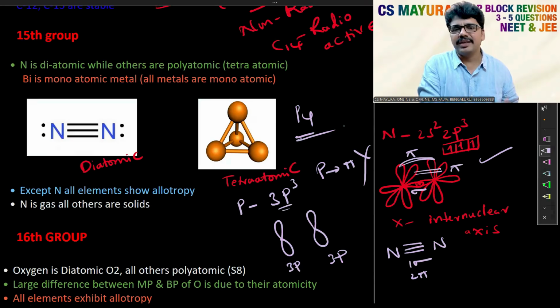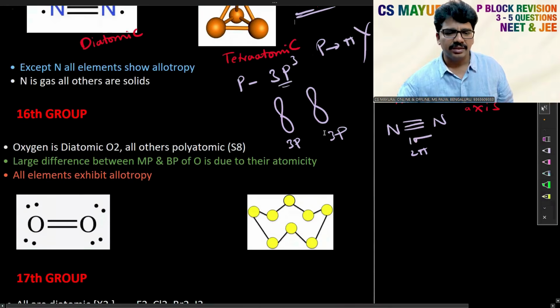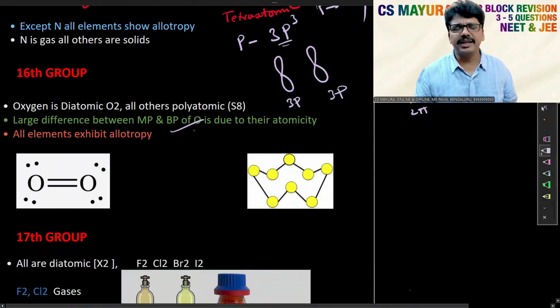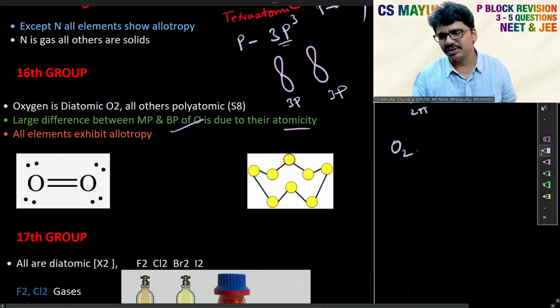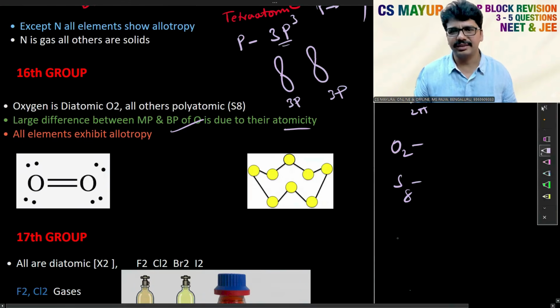So one is able to form pi bonds, another one is not able to form pi bonds. This is the main reason. Next, the large difference between melting and boiling points of oxygen and sulfur is due to their atomicity. Oxygen atomicity is 2, sulfur atomicity is 8. As molecular weight or molecular size increases, the van der Waals forces increase.